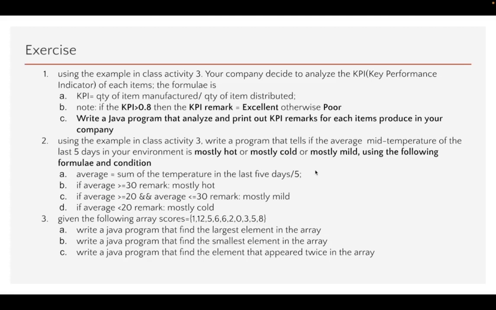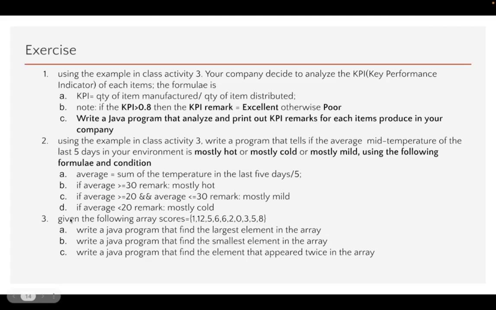since it is 5 days, right? So if your average amounts to anything greater than or equal to 30, then you should have a remark of mostly hot. That means for the last 5 days, the temperature is hot. However, if the average is in the range between 20 to 30, then it should be mostly mild. And if it amounts to anything less than 20, then the temperature of the last 5 days is mostly cold.